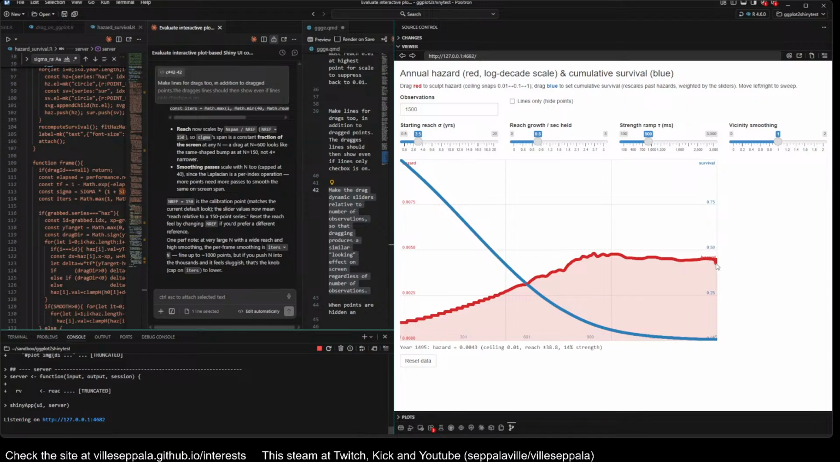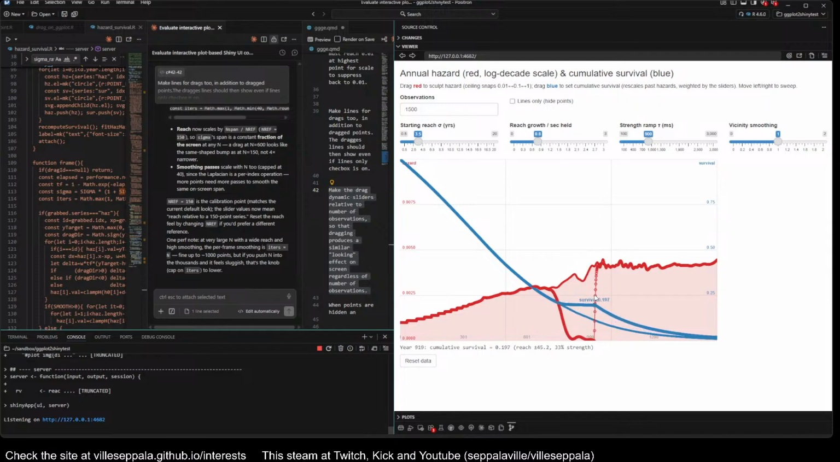So if we lower the hazard rate here, then the survival goes up, or if we move the survival rate up, then this extinction or hazard rate kind of responds. But this doesn't look natural right now.